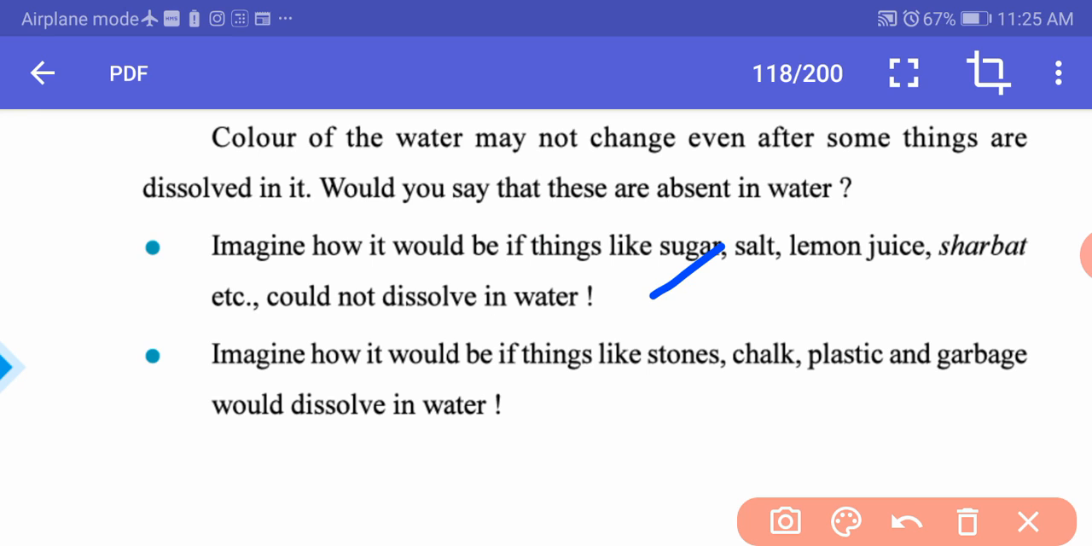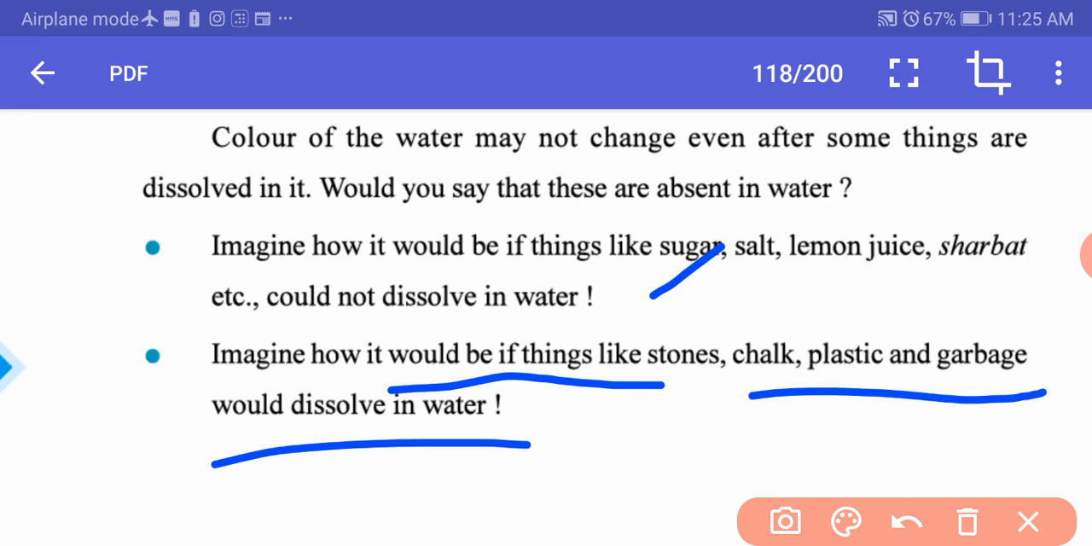The second is, imagine how it would be if things like stones, chalk, plastic and garbage would dissolve in water. For example, if you put a stone in water and the stone disappeared in water, it got completely mixed in water, then what would happen? Think. Yes, it would make water very dirty, and then we would not be able to construct things also, because if it got dissolved in water, it would disappear, right?